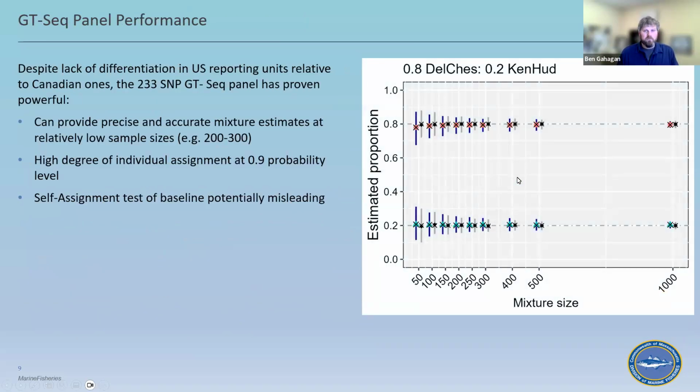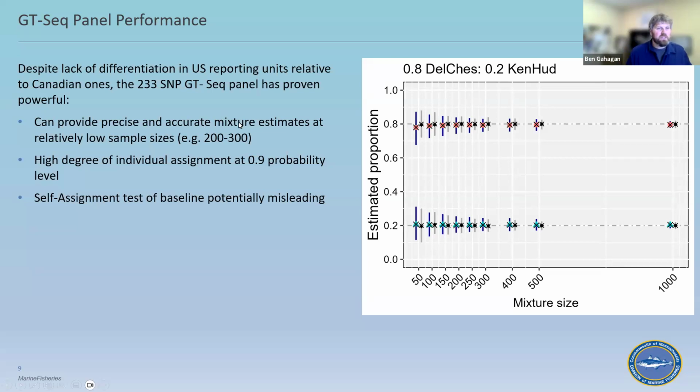So, despite these concerns and the lack of differentiation that we saw in that figure, we were very, very happy to see that the 233 SNP panel did very, very well. I'm going to show a few things about how this is performing. This is a whole separate paper, but this figure is based on some simulation work we've done.